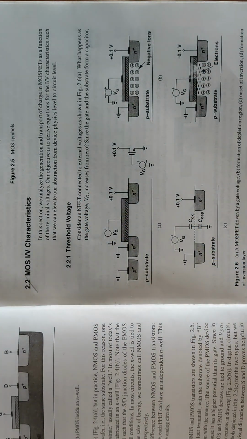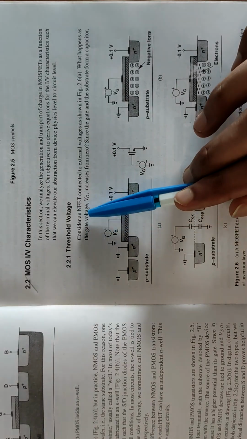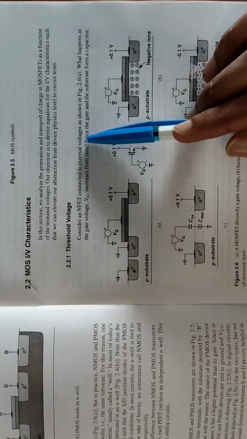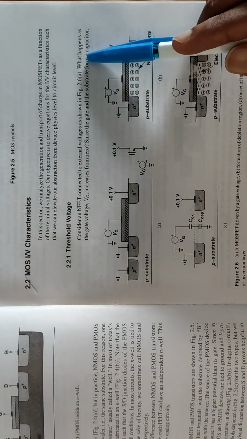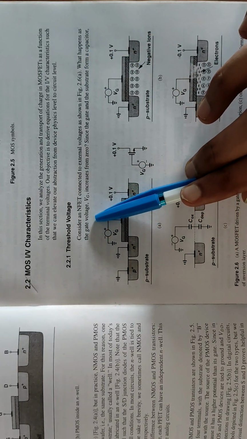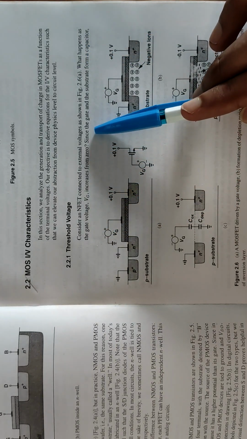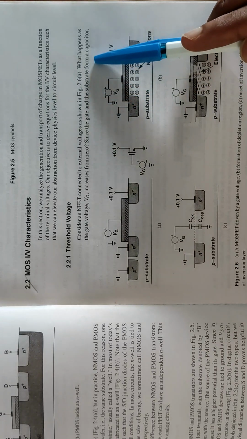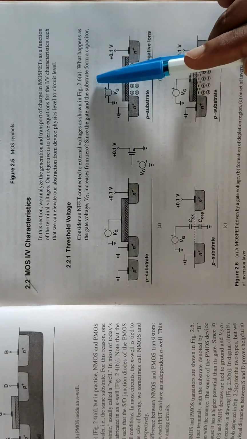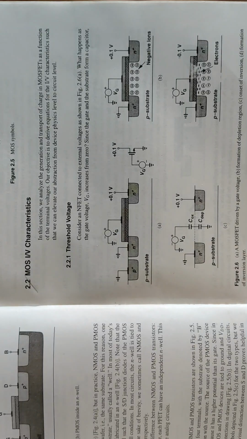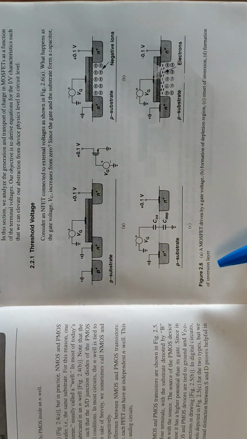Threshold voltage. Consider an NFET connected to external voltages as shown in figure A. What happens as the gate voltage Vg increases from 0, since the gate and the substrate form a capacitor? Here you can see the figure. A, a MOSFET driven by a gate voltage; B, formation of depletion region; C, onset of inversion; D, formation of inversion layer.